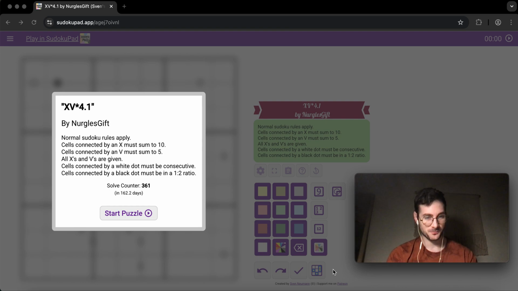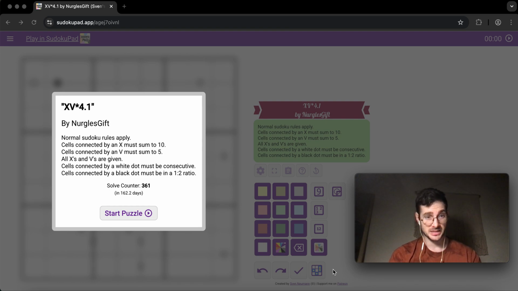Take a look at the rules. First rule, normal Sudoku rules apply. That means the numbers 1 through 9 must appear in every row, column, and 3x3 box. Cells connected by an X must sum to 10. Cells connected by a V must sum to 5. You'll see the X's and the V's on the puzzle in a second.